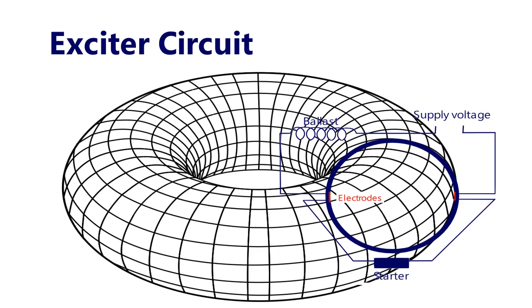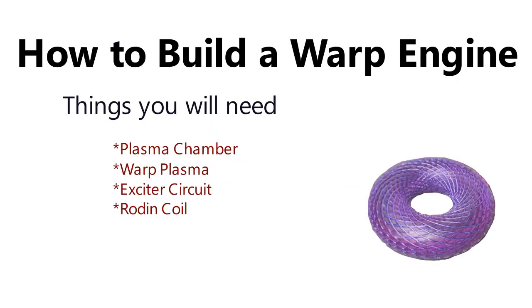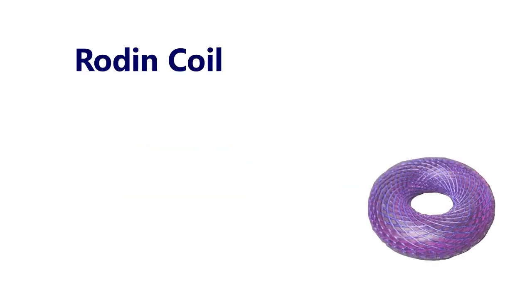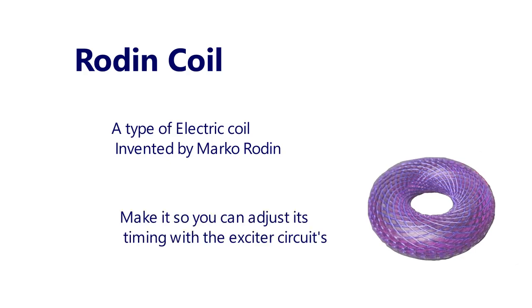Now, where a fluorescent light would have one exciter circuit, this engine would actually have 8 exciter circuits evenly spaced around the plasma chamber. Next, you need a warp coil, which is actually a Roden coil, a special type of electrical coil designed by a guy named Marco Roden. This coil is wrapped around the plasma chamber in a way that you can adjust the orientation to your exciter circuits, kind of like setting the timing on an internal combustion engine.